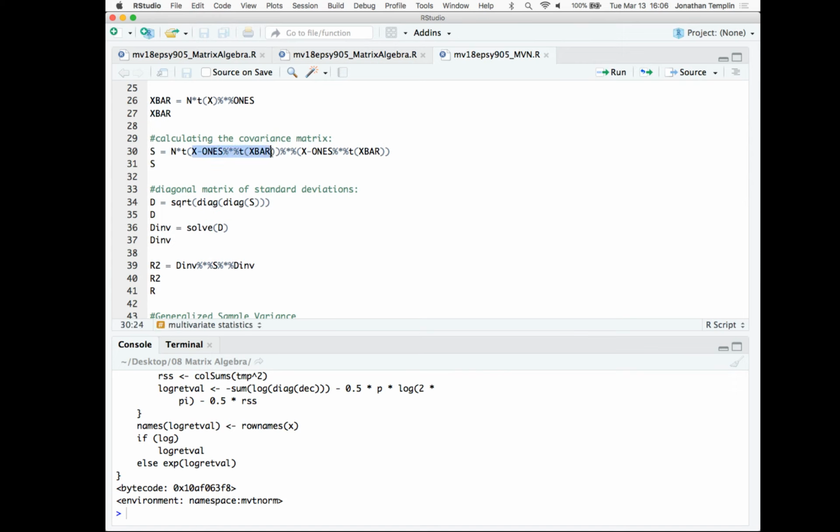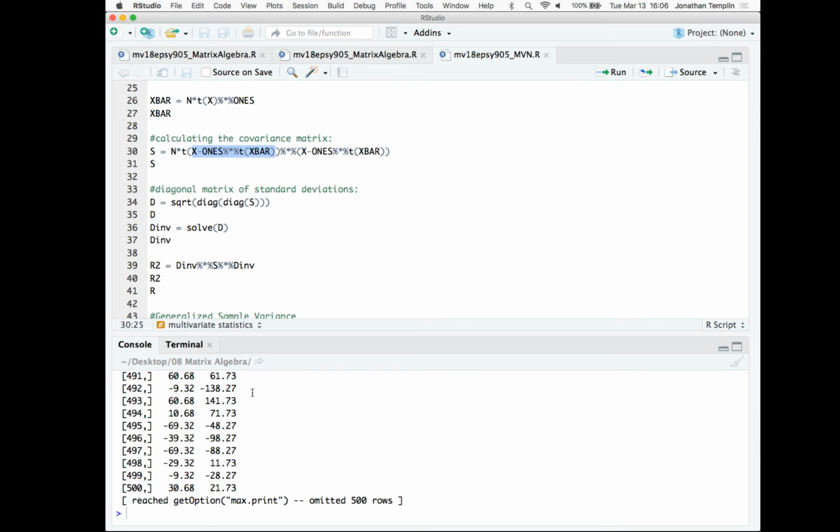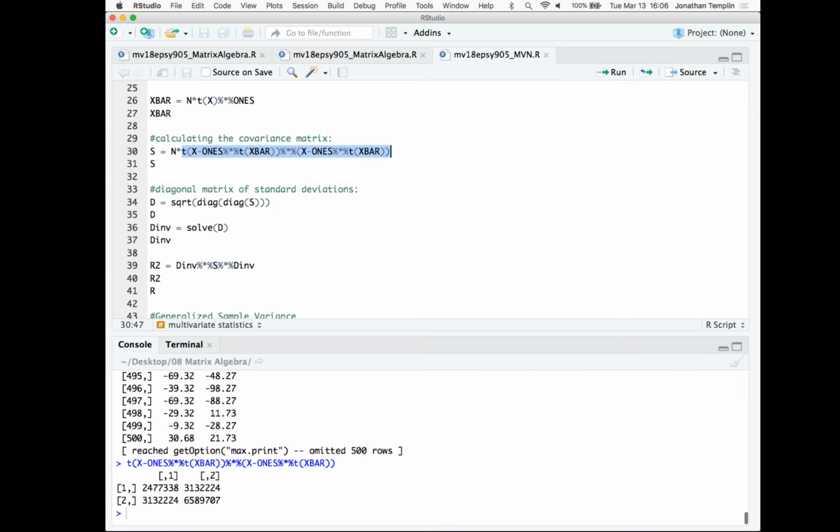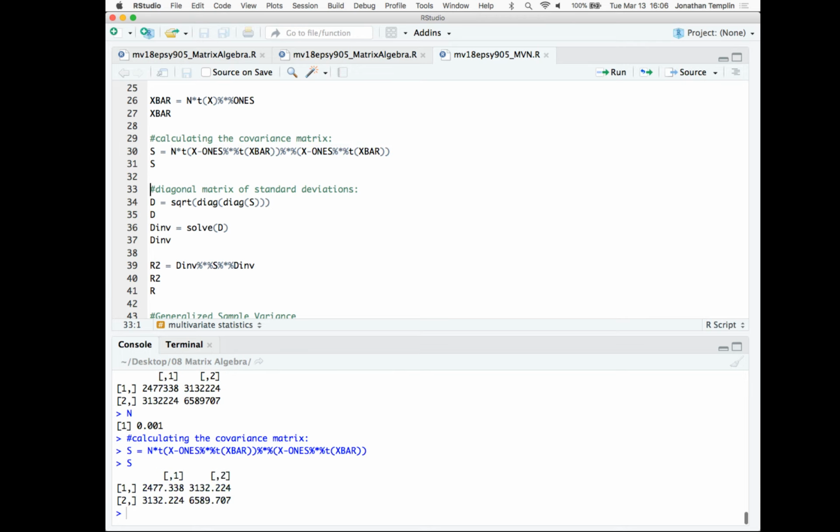This is X minus its mean. So this is the mean deviation. It's X minus the 1 vector times X bar transpose. And so that's the mean deviation. If I take the product of the transpose of that with itself, you get this big number. If I divide that by n, we end up with our covariance matrix. So there's our covariance matrix for the data.